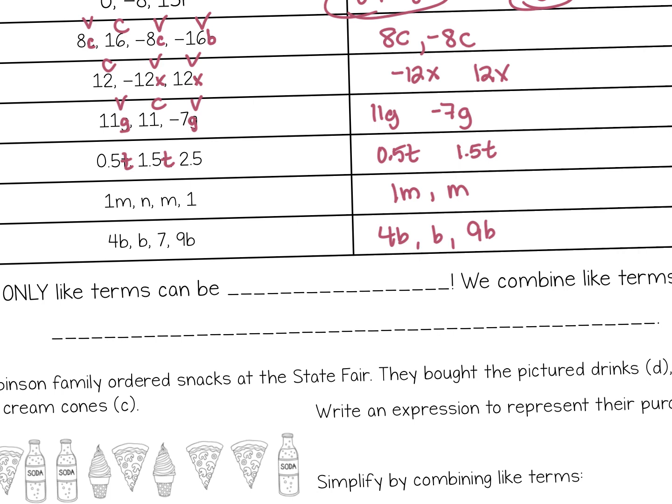Let's go really quickly and look at what we have. We have a variable, variable, constant. They both have the letter T, so they're like terms. Variable, variable, variable, constant, but this one's a letter N, so it's not like the others. The others both have M, which, by the way, say the same thing, don't they? 1M is the same as the naked M, wearing a 1 always, even when we don't see it. And then we have three terms with the letter B, so they are all three like terms.